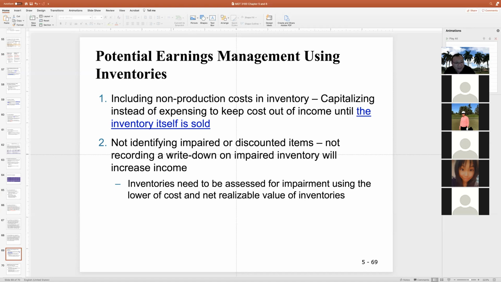What else here? Including non-production cost in inventory. Remember, there are two types of cost, product cost and period cost. Product cost will be included in the inventory. Period cost will go to the income statement. So if you include this non-production cost in the inventory, those costs will sit in the balance sheet. It's not going to flow through the income statement. Therefore, you are manipulating the earnings upward.